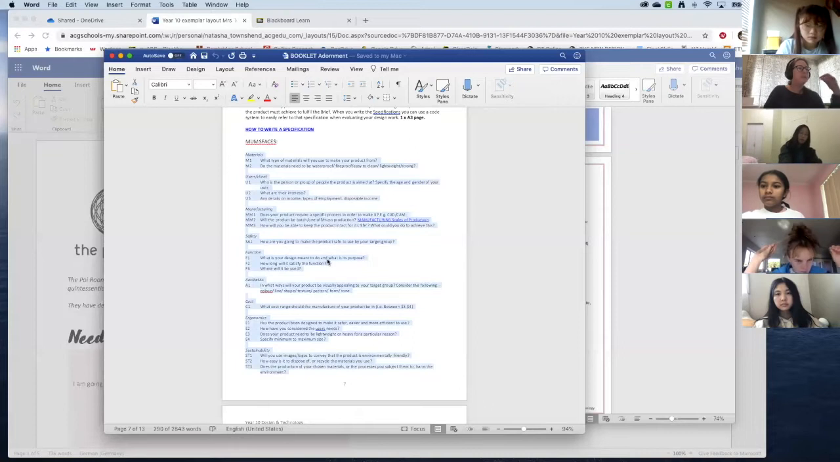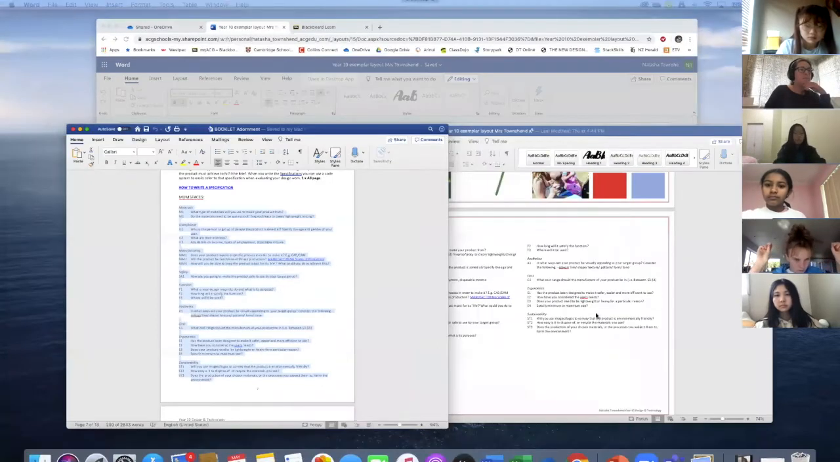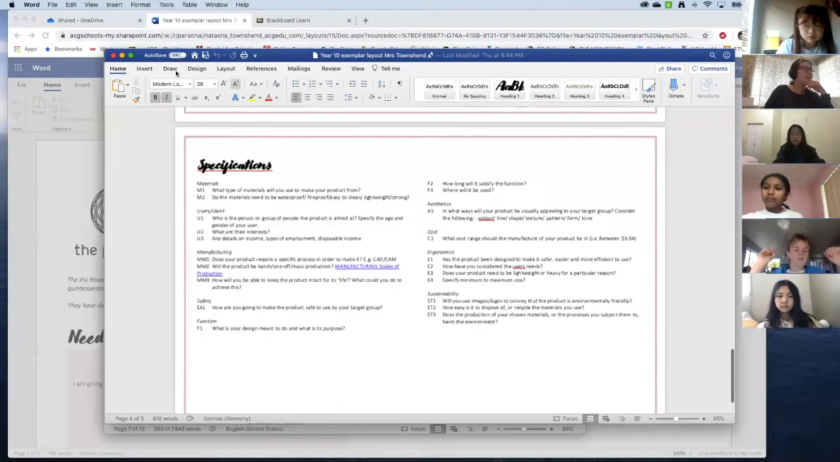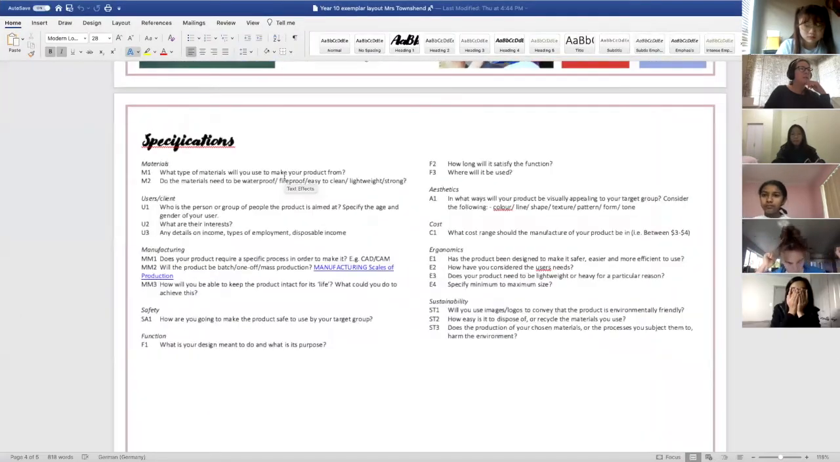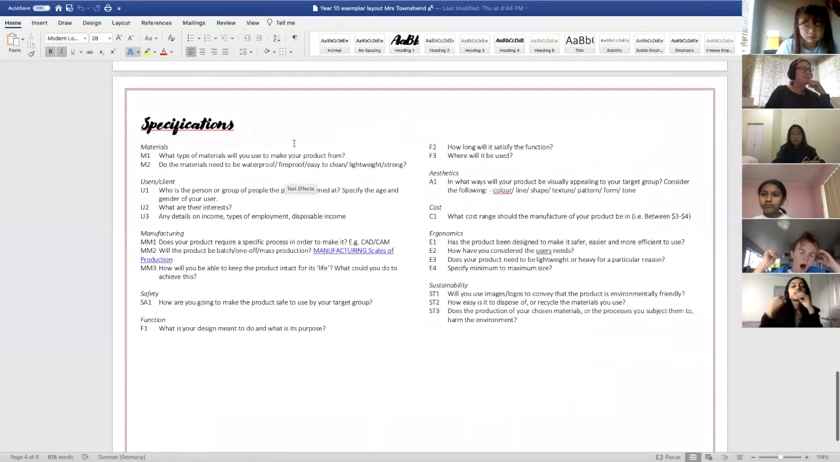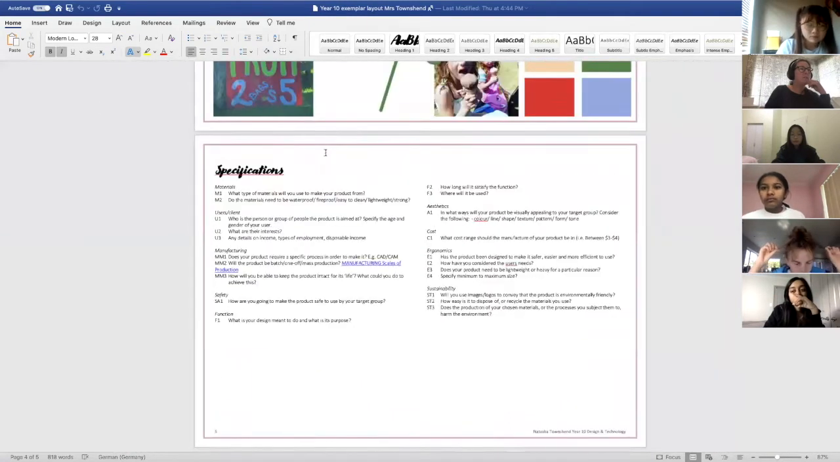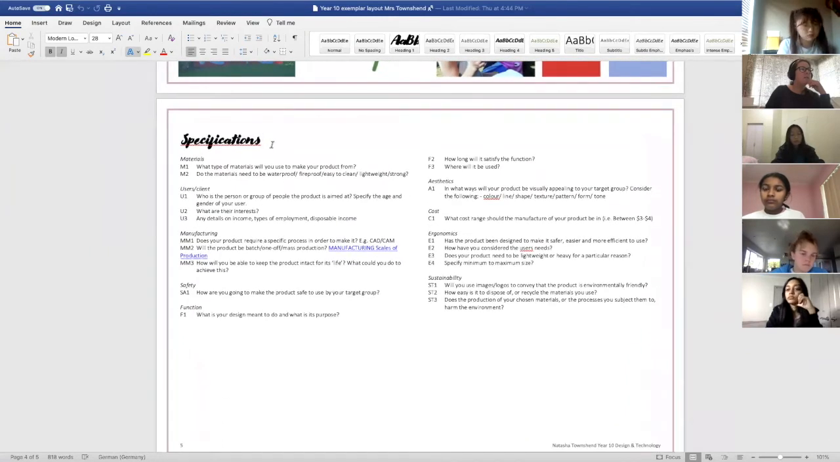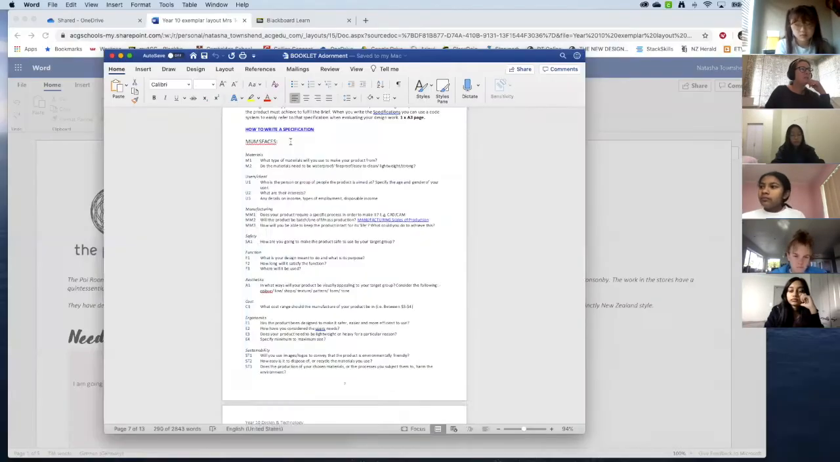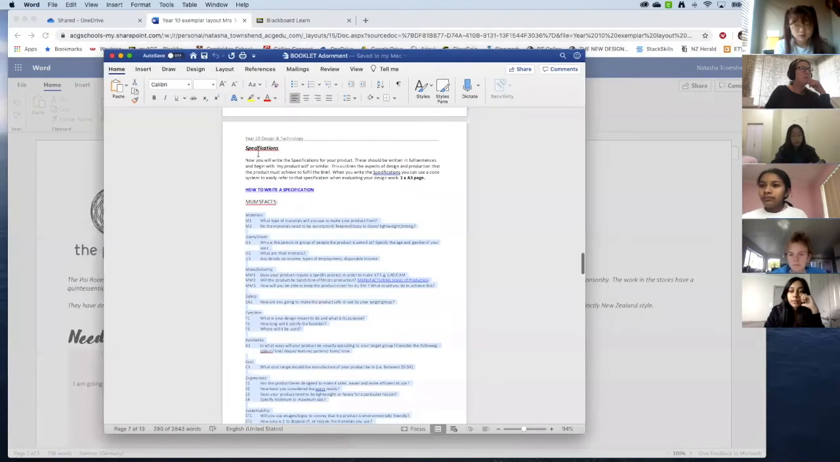So you can copy it, just like that. And in your specifications page, on your A3, you can paste them, and I've already done that. So just remember, when you are presenting your work, that you should have the heading for your page at the top. So usually it's that one in bold.